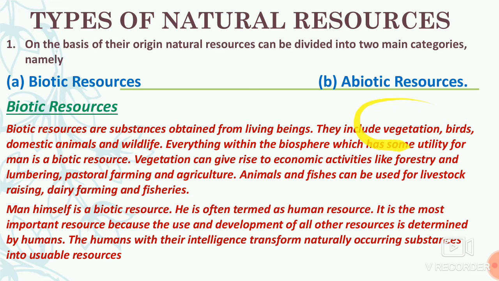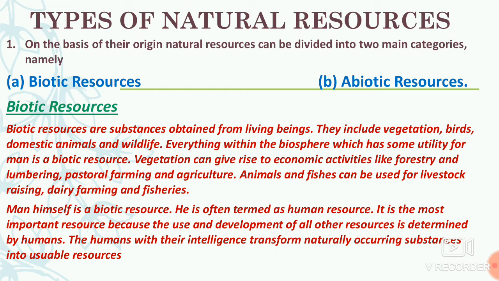It includes your vegetation, birds, domestic animals, wildlife. Everything which is available in the biosphere. Biosphere is the sphere where life exists, which has some utility for man. Means biotic resources are those resources which are present in the biosphere and they are useful to man. Like vegetation, it can give rise to economic activities like forestry, lumbering, pastoral farming, and agriculture. All such things can be done with the help of the vegetation.